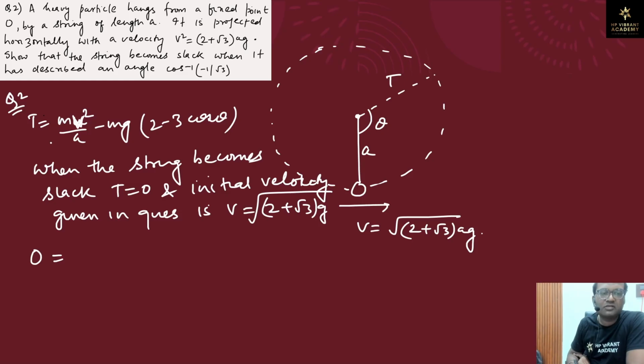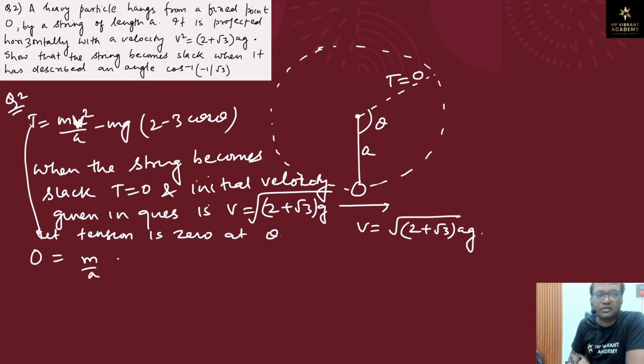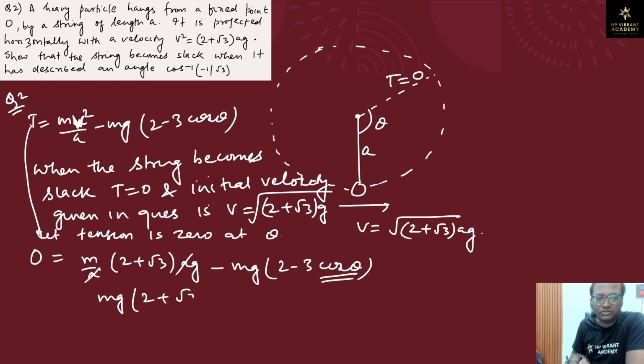When the string becomes slack, tension is equal to 0. So let tension be 0 at theta. Let us put tension as 0. So 0 is equal to m upon a into v square, where v square is given by (2 plus root 3) ag, minus mg (2 minus 3 cos theta). We have to find the value of theta. This gets cancelled, so we have mg (2 plus root 3) minus mg (2 minus 3 cos theta), and this is equal to 0.